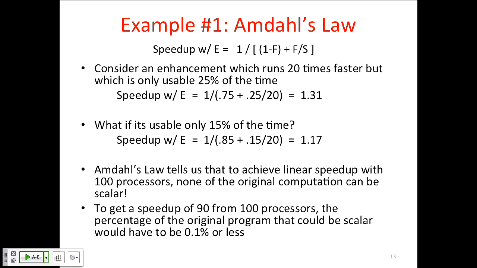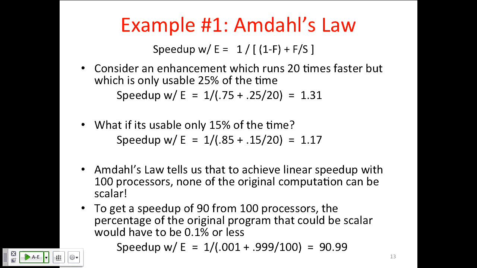Even to get, I don't want a 100 times speedup. Maybe that's impossible or really hard to do with 100 processors. I'd be happy with just a speedup of 90x from 100 processors. But to get that, you'd have to get to the point where only 0.1% of your code was not parallelized, right?